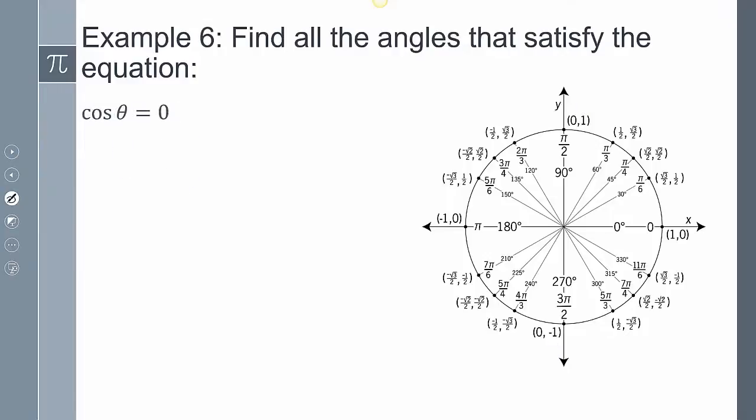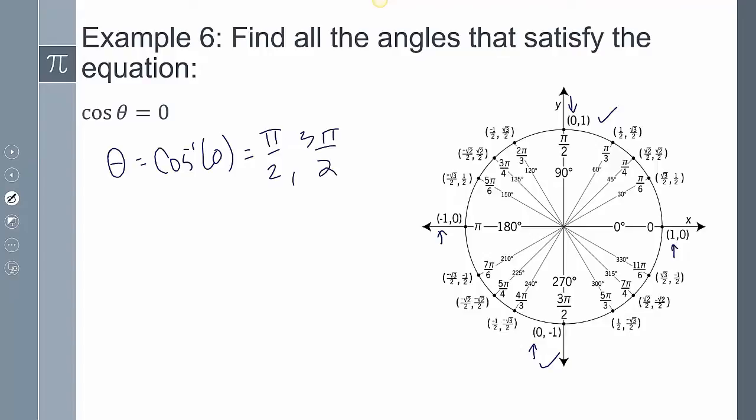Let's look at one more. Where is my cosine going to be 0? Well, my cosine is 1 here. It's going to be 0 here, so this is one of them. Negative 1 and 0 here, so this is the second one. So theta equals cosine inverse of 0, which now equals pi halves and 3 pi halves.